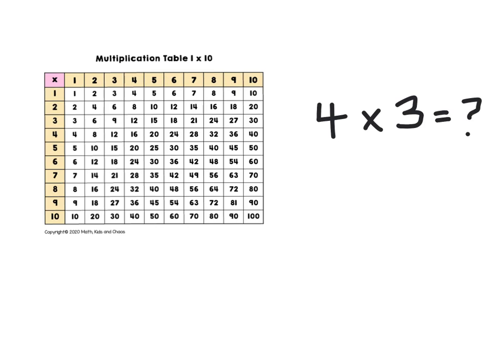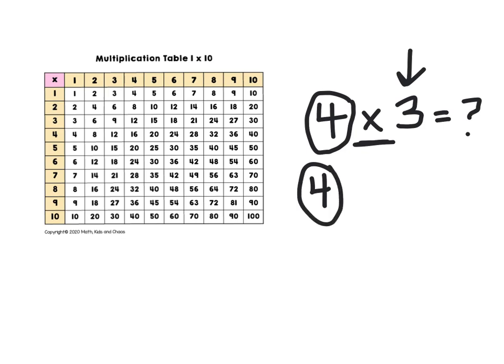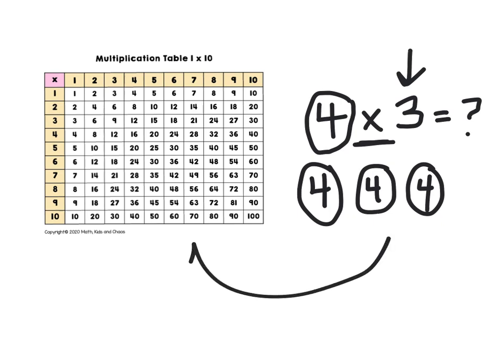Okay, so when we're saying something times something, what we mean is we're going to be counting by that number this many times. So 4 times 3 is just like saying we're going to count by 4 3 times. 1, 2, 3. 4, 4, and 4. So we can use our friend, the multiplication table, to count by 4s 3 times in order to figure out what 4 times 3 is.